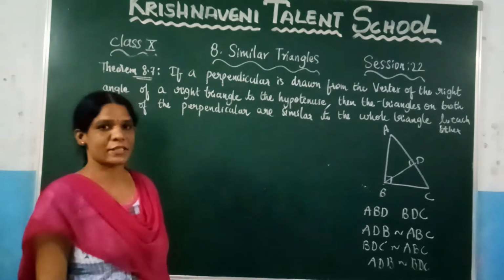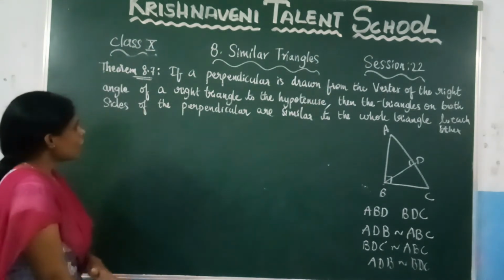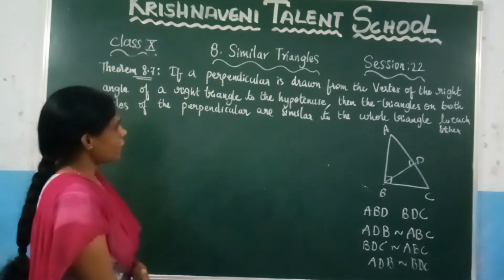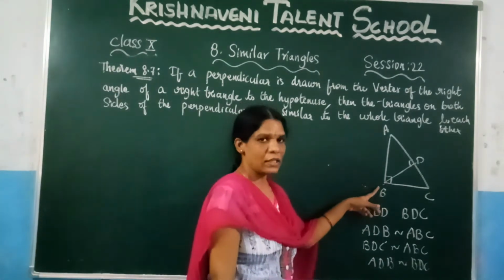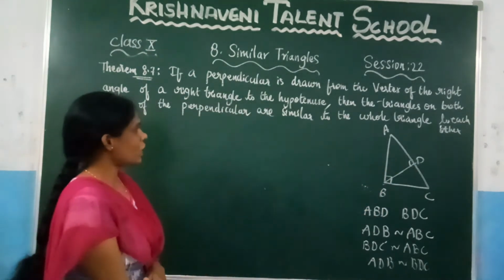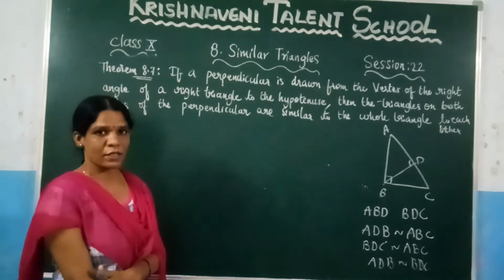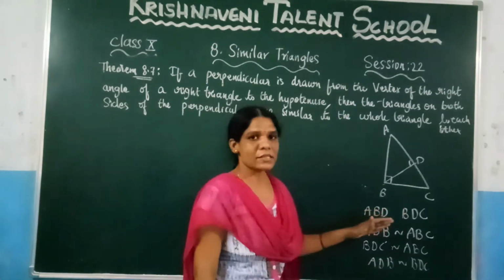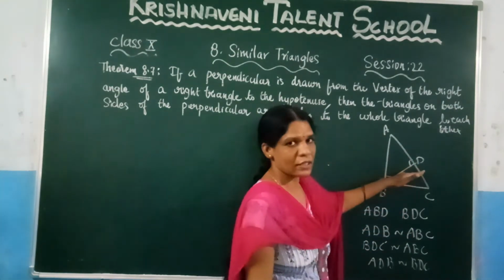Again, let us read the statement again. If a perpendicular is drawn from the vertex of the right angle of a right angle triangle to the hypotenuse, right? We have drawn here from the right angle a perpendicular line to the hypotenuse. And after that, what they are saying here, then the triangle on both sides of the perpendicular. So, what are the triangles that is lying on the both sides of the perpendicular? This triangle and this triangle, right?